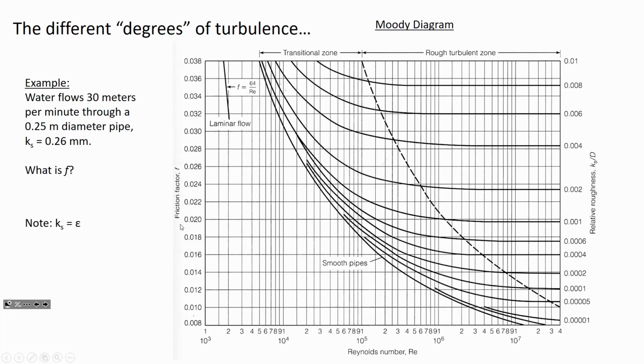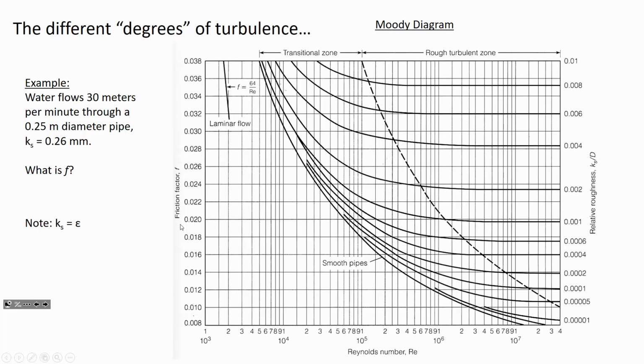The next step is to calculate the Reynolds number. And from fluid mechanics, we had the formula that Reynolds number can be calculated as the velocity times the diameter divided by the kinematic viscosity of the fluid. And a typical kinematic viscosity for water is 1 times 10 to the minus 6th meters squared per second.